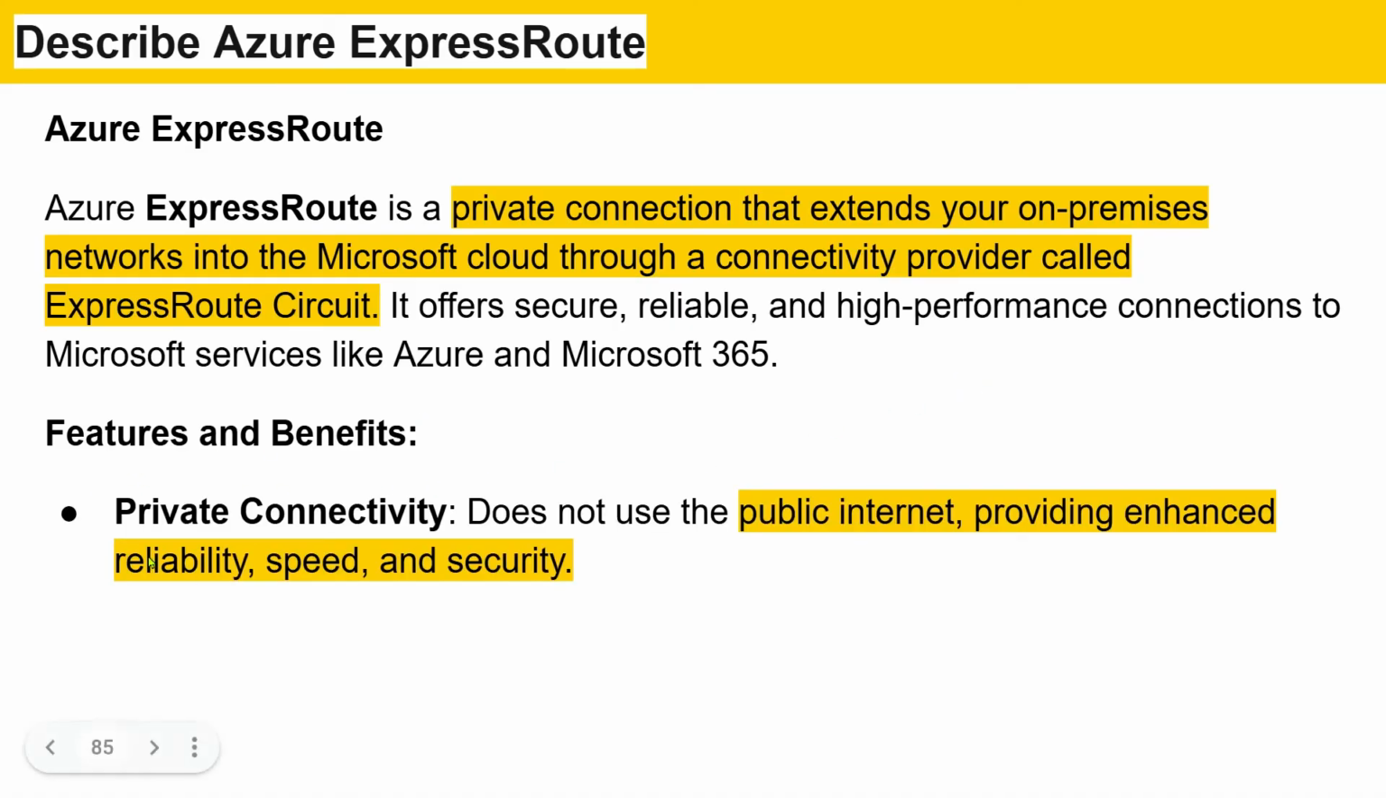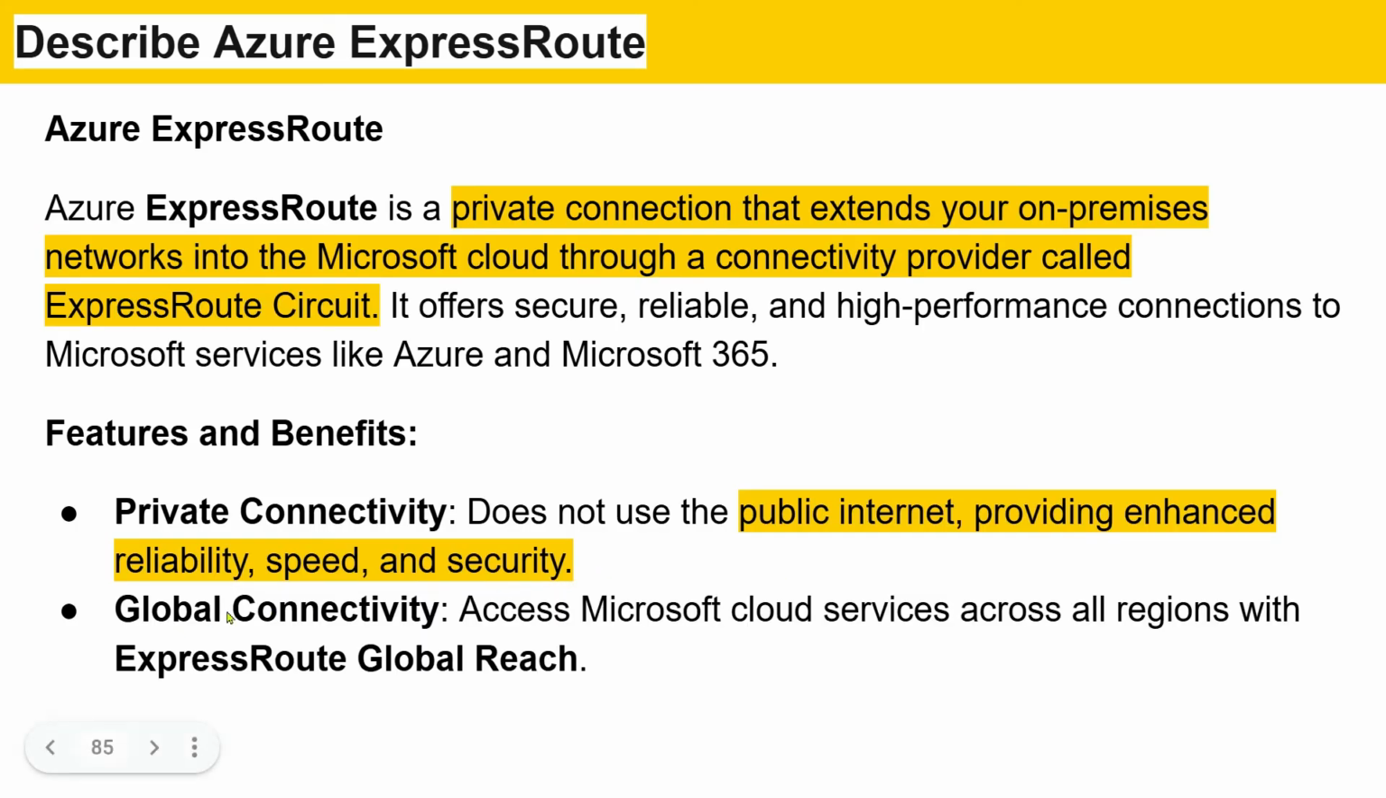Features and benefits, let's see. Private connectivity: it does not use the public internet, which is the first point, providing enhanced reliability, speed, and security. Global connectivity: access Microsoft Cloud services across all regions with ExpressRoute Global Reach. These are a couple of features and benefits of Azure ExpressRoute.